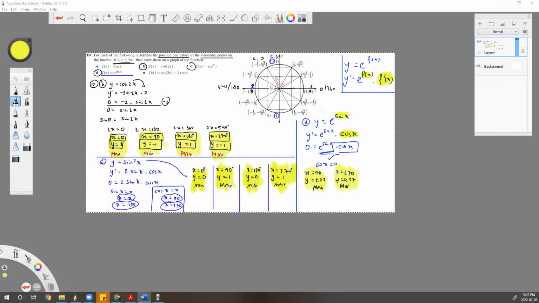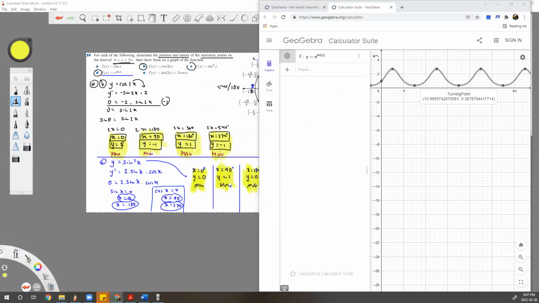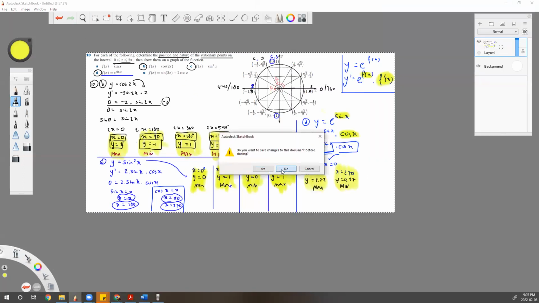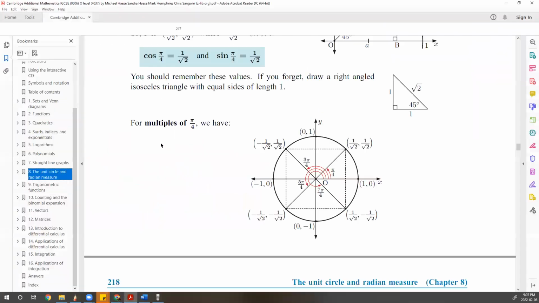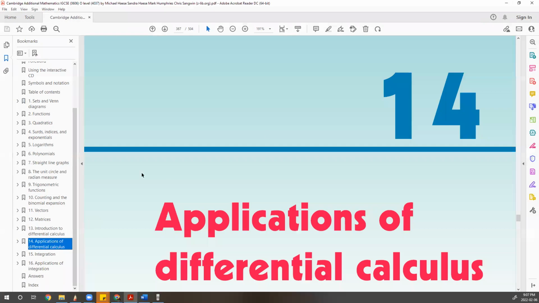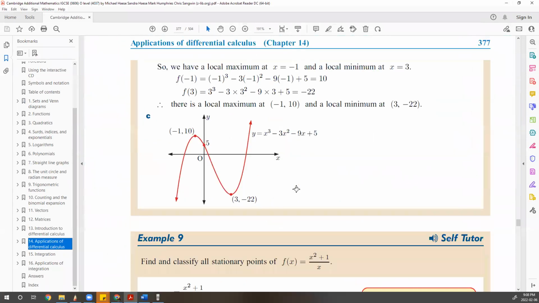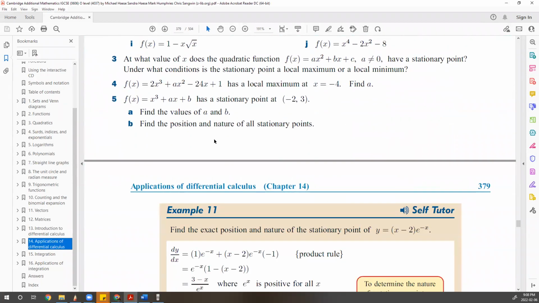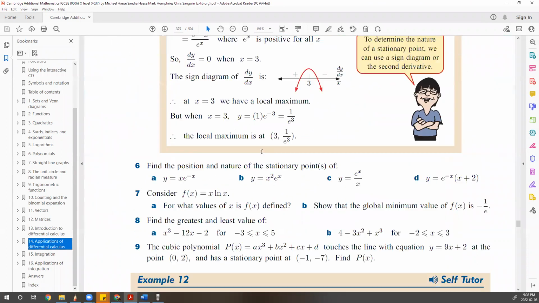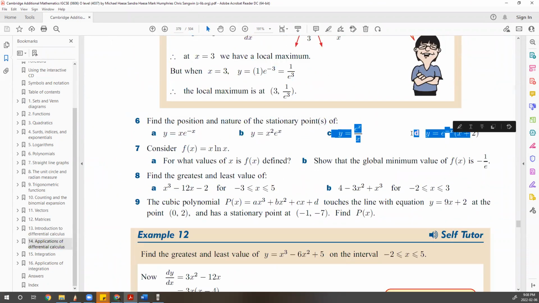What else? Okay, done. So let's do number 6. I think number 6 we can do. I think you can do it on your own. 6C and D, I think you can do it on your own because we have the A and B already.